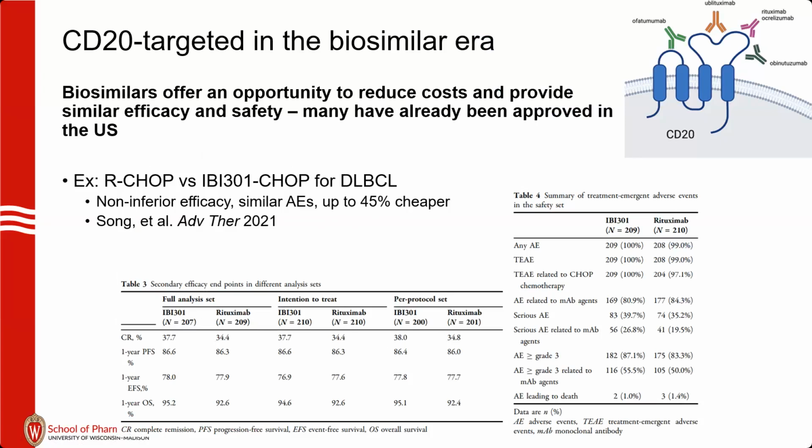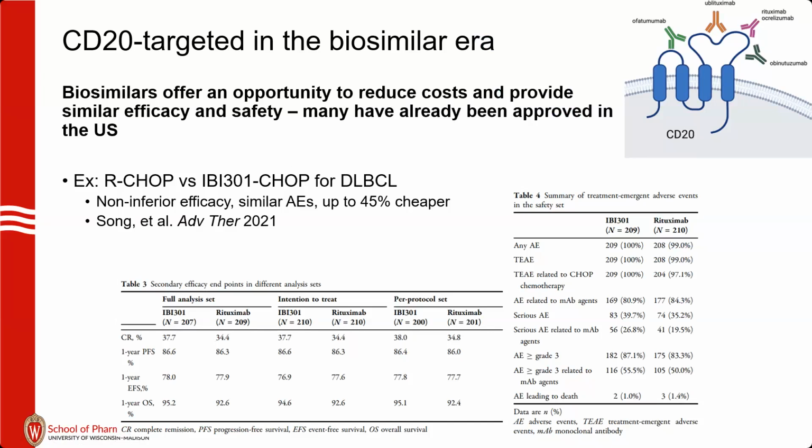I do want to highlight just very briefly biosimilars and the CD20 products in the biosimilar era. So we used to have Rituxan. It was the product that we utilized, and then biosimilar versions of it have come out. The question may become, are these clinically similar or similar enough products?